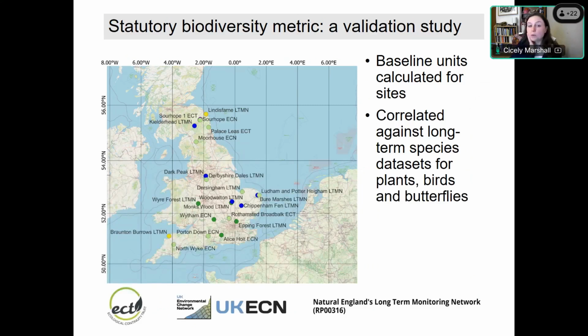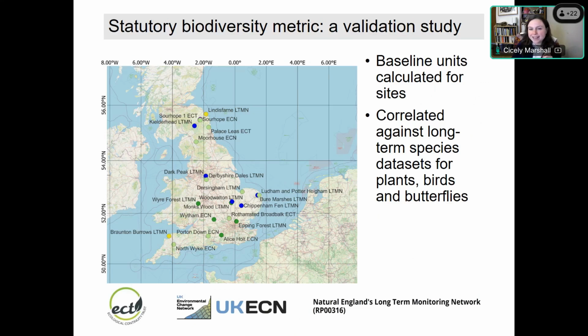So what we did then, we carried out a study of this statutory metric performance, particularly the baseline statutory metric performance, working at 24 long-term monitoring sites across England, all sites that fall within the Ecological Continuity Trust's remit, and some from the ECN, Environmental Change Network, and some of the Long-Term Monitoring Network sites, which is an England-wide habitat network.